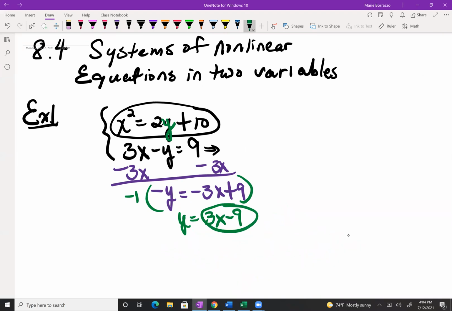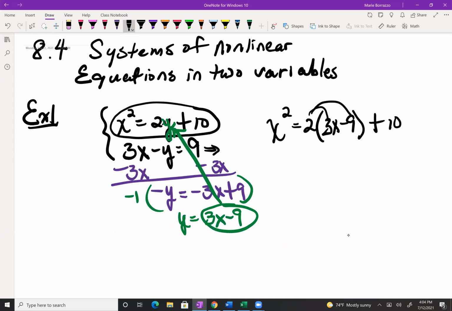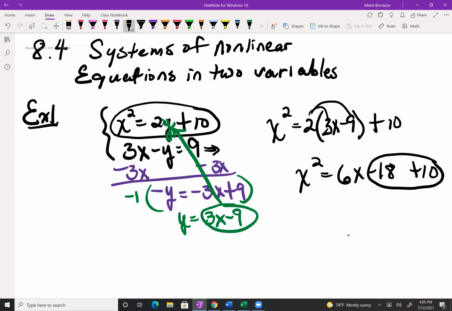So if you notice, this goes basically in there. So now I have x squared is equal to 2 times (3x minus 9) plus 10. So remember, order of operations, you have to distribute the 2 to the 3x and the negative 9. So now you have x squared is equal to 6x minus 18, and then here's your plus 10. Now at this stage, obviously you can combine those two, and you're left with x squared is equal to 6x minus 8.